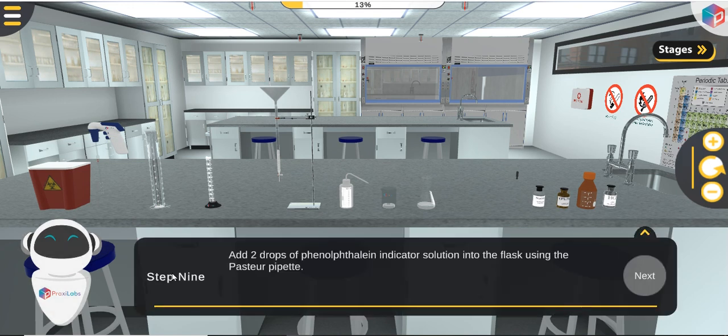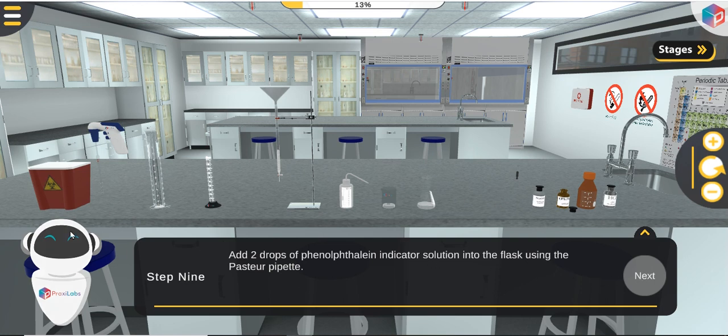You see, add 2 drops of phenolphthalein indicator solution. Where's the phenolphthalein? I think, yep, phenolphthalein here. 2 drops of phenolphthalein indicator using the, yep, is it. I push it inside, pick it, and then 2 drops. That's okay.